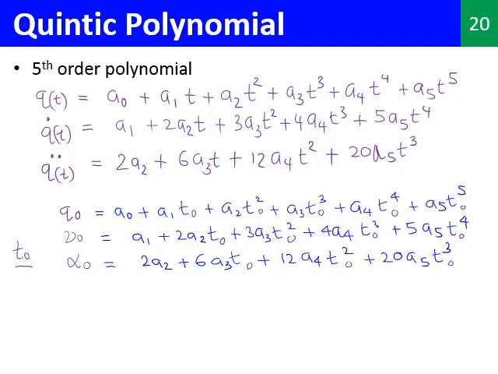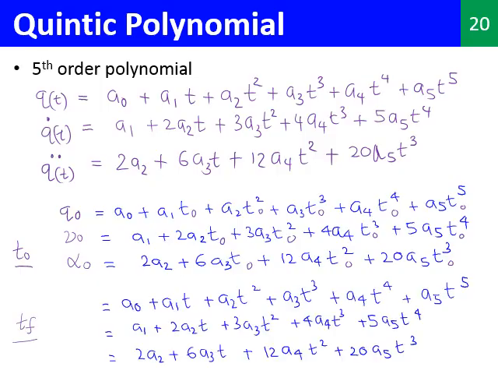Okay, so here we have one set of equations, and for the second configuration, that is when t equals tf, we can replace t with tf. So the final joint angle, let's take that as qf, final joint velocity is vf, and the final joint acceleration can be taken as alpha f.